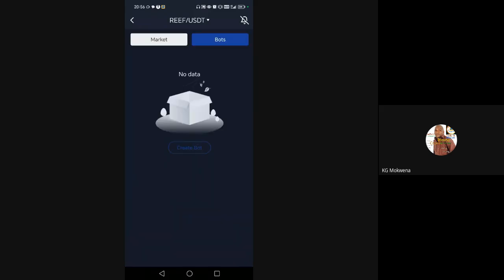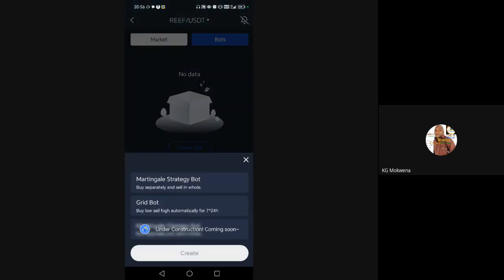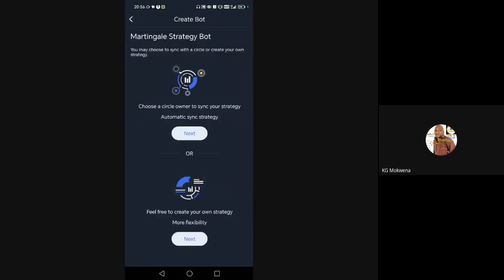And then click on create bot, below that box there. Yes, and click Martingale strategy bot. And then click create. We're moving faster. And then at the bottom, click on next. The one below, more flexibility. This one, feel free to create your own strategy. Yes, please.